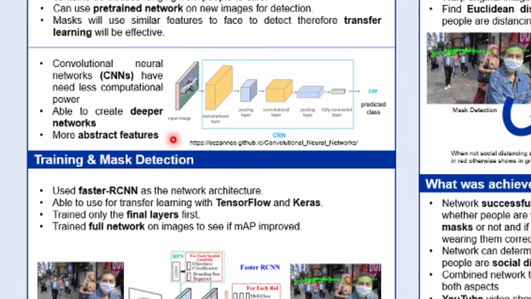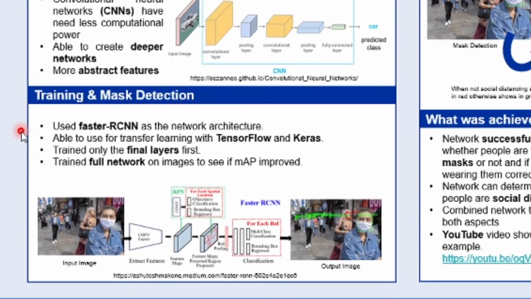I used the Faster R-CNN network as my architecture, which I would then use transfer learning on to create a network able to detect people wearing masks or not. This is because the network has a high accuracy and it still can run at roughly 5 frames per second.